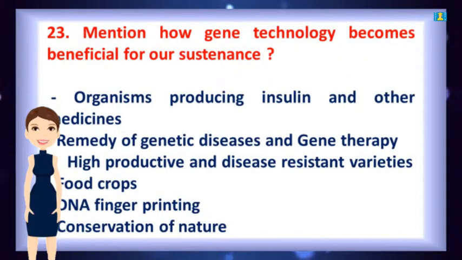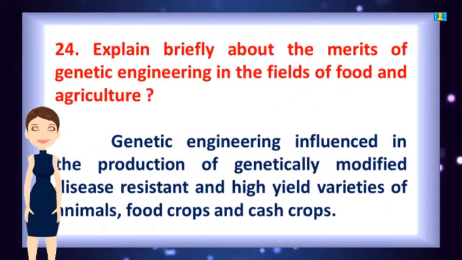Next question is, mention how gene technology becomes beneficial for our sustenance. Answer is organisms producing insulin and other medicines. Remedy of genetic diseases and gene therapy. Productive and disease-resistant varieties of food crops. DNA fingerprinting. Conservation of nature.